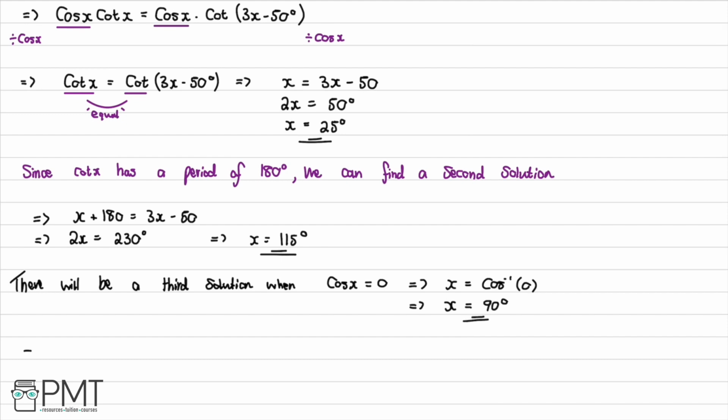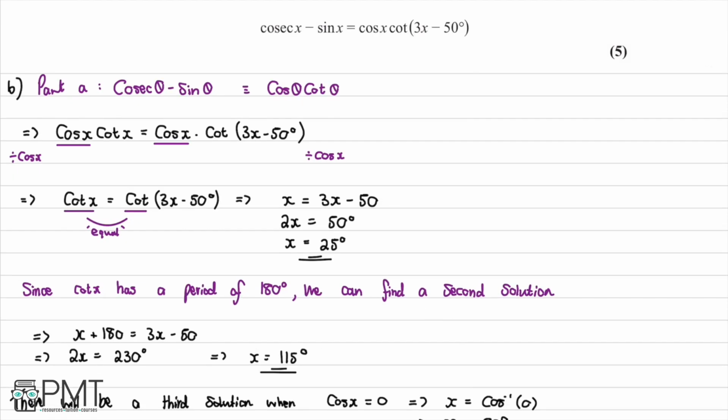So therefore, just concluding on all of this, we'll have that x is equal to 25 degrees, x is equal to 90 degrees, and our third solution, which we found, x is equal to 115 degrees. And therefore, we've completed this question.